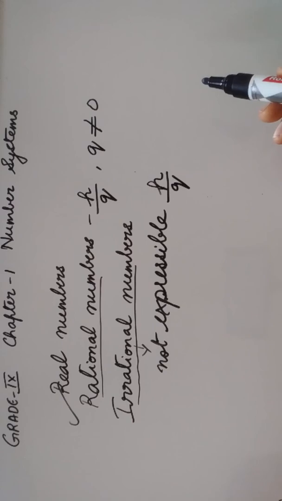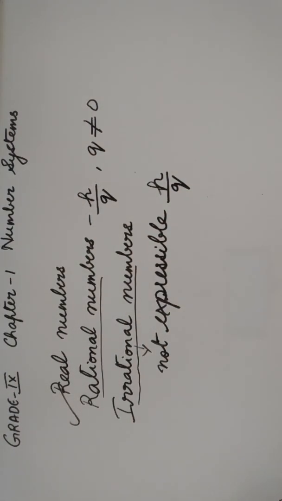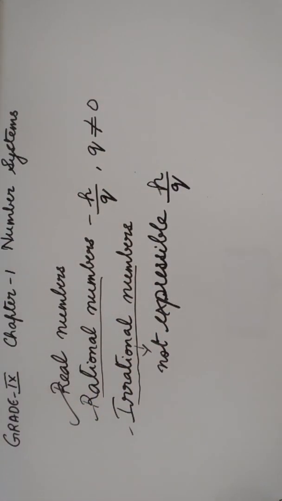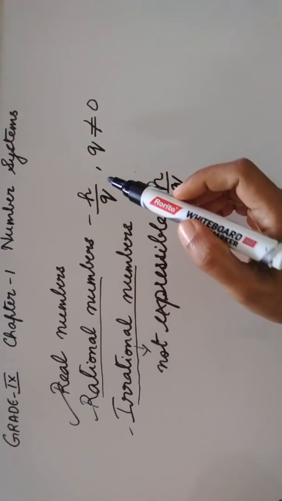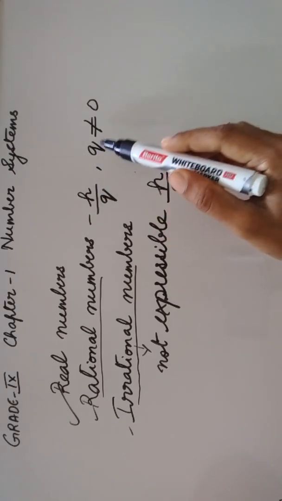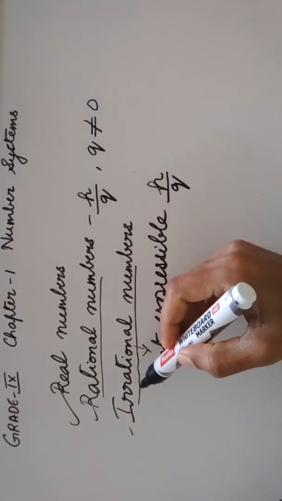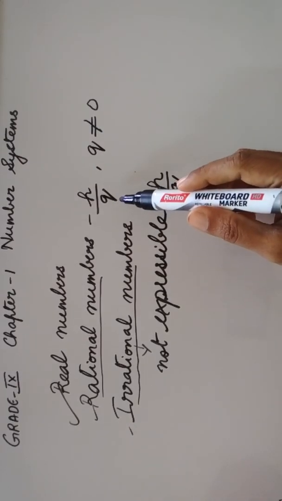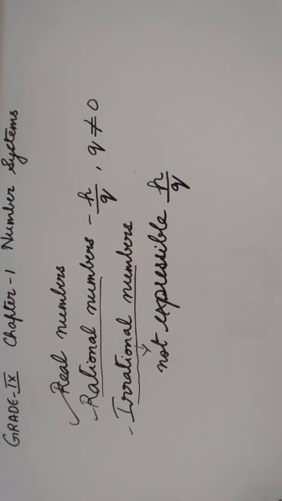Did you get this, students? Okay. Now let us learn in detail about the rational numbers and the irrational numbers. I told you the rational numbers are expressed in the form P by Q, where Q is not equal to 0, but irrational numbers are not expressible in the form P by Q, where Q is not equal to 0. So let us see why.